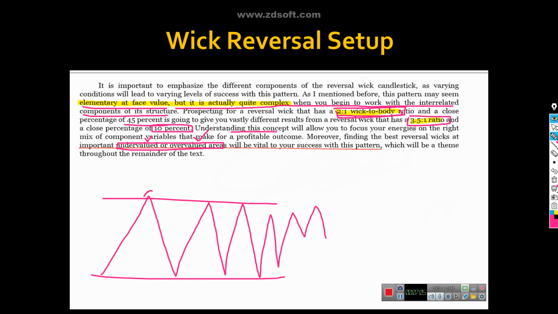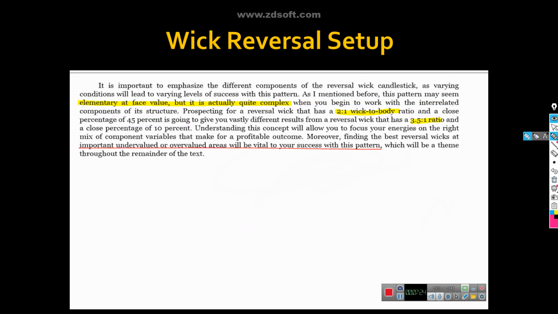So here you may find that wick reversal setup. Here you may find the wick reversal setup. So you should be very confident. Sometimes you may find it here itself as well, but you should know that you should avoid this kind of trades. That is the reason you should be very thorough in understanding where to apply this concept.